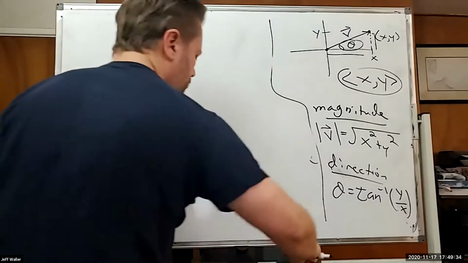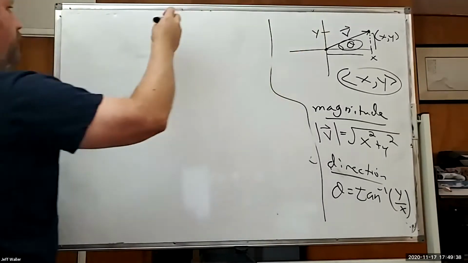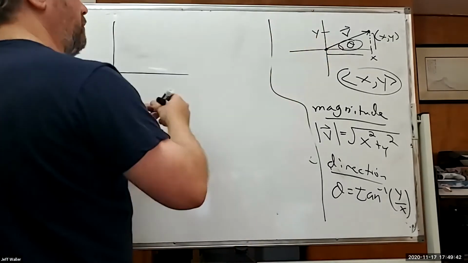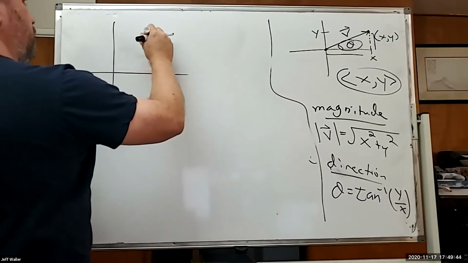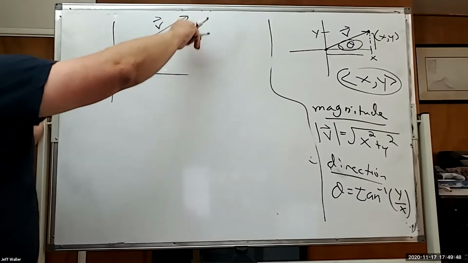Now, here's an interesting thing about vectors. If I took that vector v, I could pick it up and put it anywhere I wanted to, and it's still vector v, even though its initial point and end point is now different.